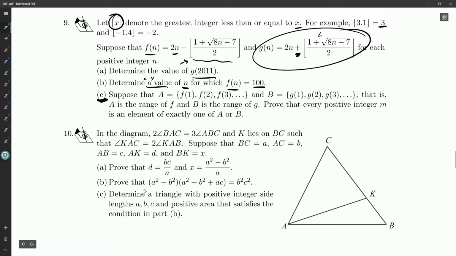Suppose that A, so we got a set here, F1, F2, F3, and B is G1, G2, G3, and so on. So A is just the range of F, B is the range of G. So all values you could get out by putting positive integers in. Prove that every positive integer M is an element of exactly one of A or B. So there's no way to make M equal to f of some n and g of some k. It doesn't have to be the same n.